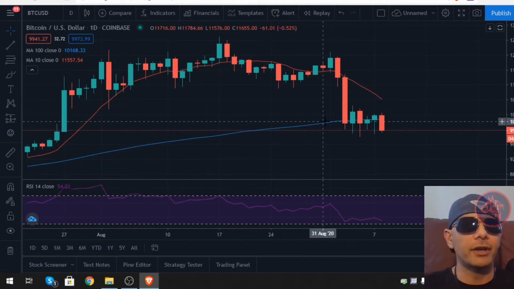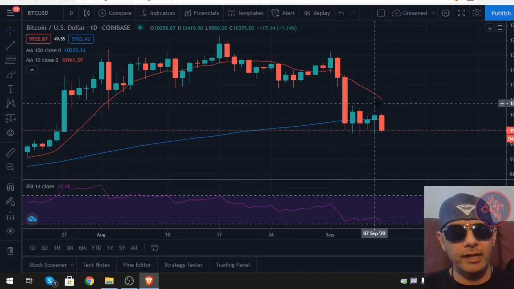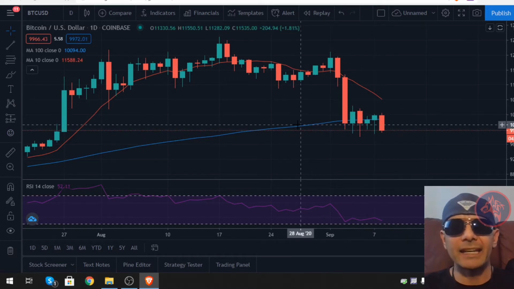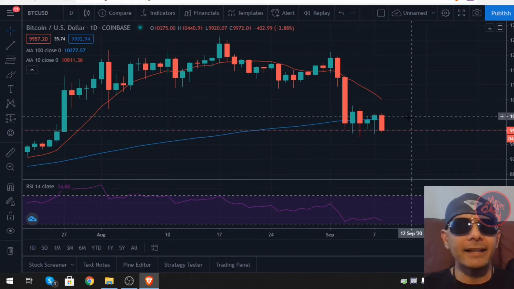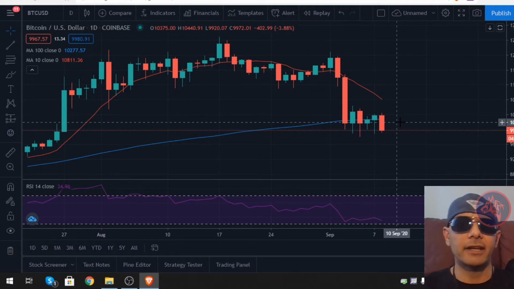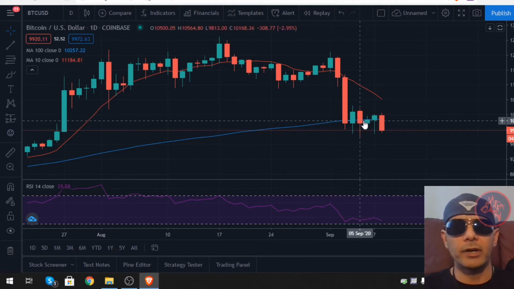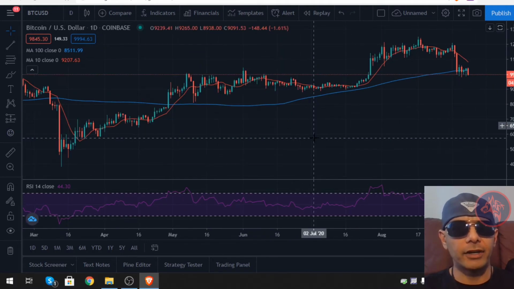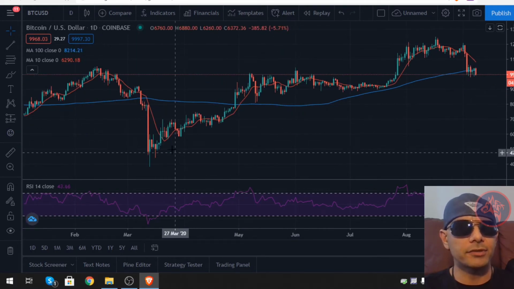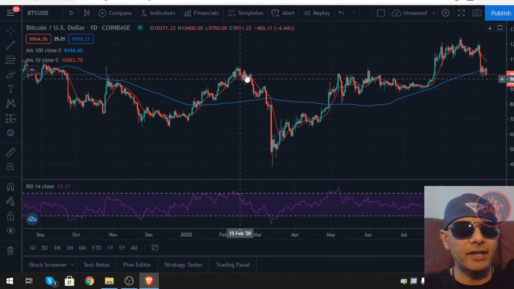So the 10 MA and the 100 MA. The 100 MA acts just like the 200 MA and just like the 20 MA. It is the king, all right? The 100 MA is the king. It has a magnetic effect, not a true magnetic effect, but it has a magnetic effect with these candles, to where it's not going to stick around the 100 MA for very long. As you can see, it always goes away. You know what I mean? I wouldn't say dramatically, but it eventually goes away.